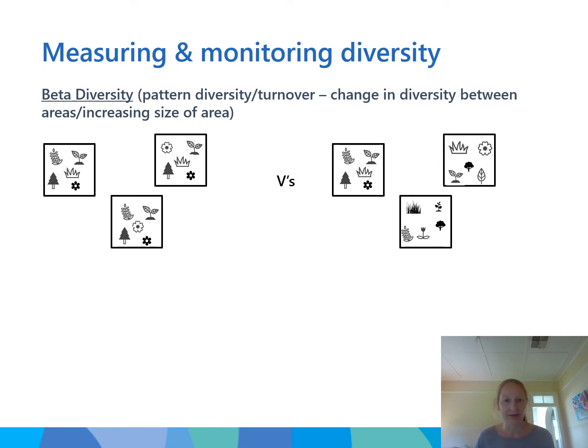So next we have beta diversity, and depending on the context this might also be referred to as pattern diversity or turnover, and it essentially refers to the change in diversity between areas or with an increasing size of the area. And so, for example, on the left we can see 3 different areas or boxes. In each box we see 5 species, but as we move from one box to the other, we see that each box contains relatively the same composition of species. This is in comparison to those 3 boxes on the right, where each box has almost an entirely new suite of species present, and so we might consider this to have a greater turnover or beta diversity than that paddock on the left.